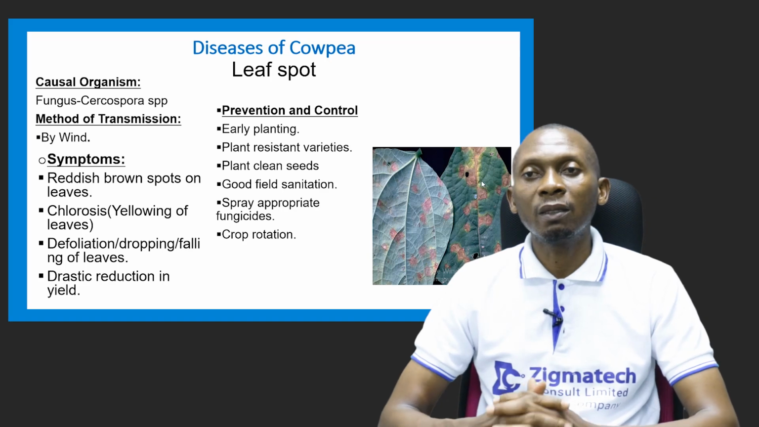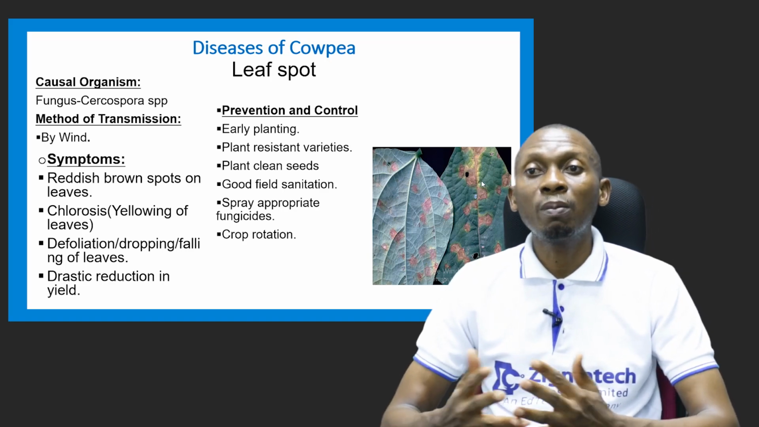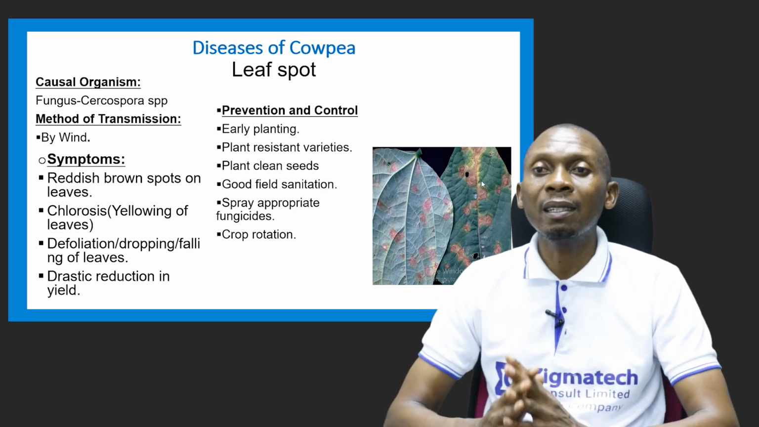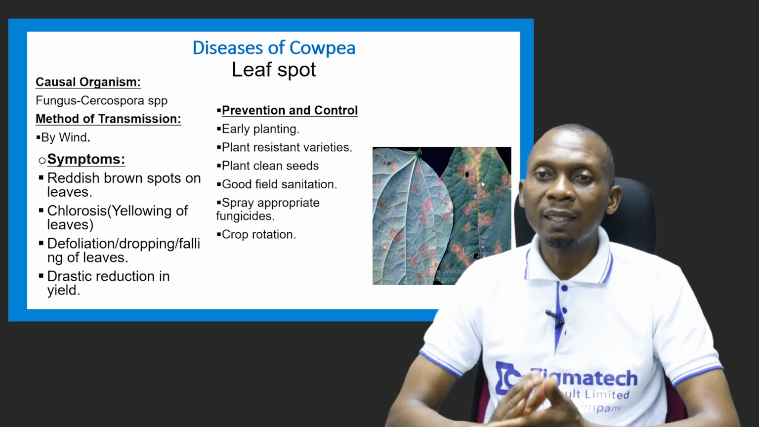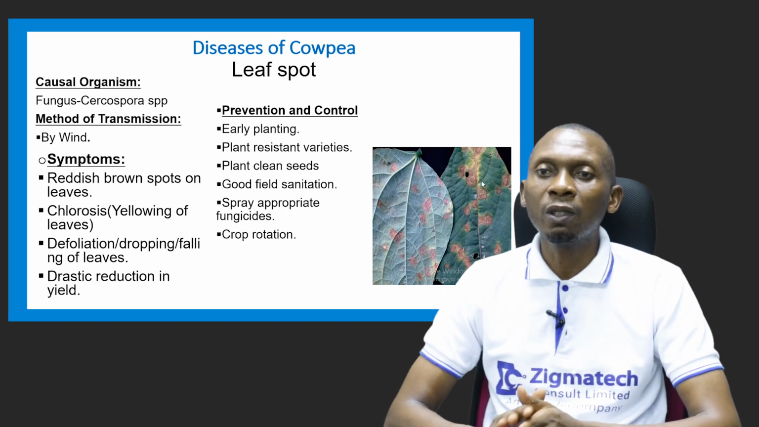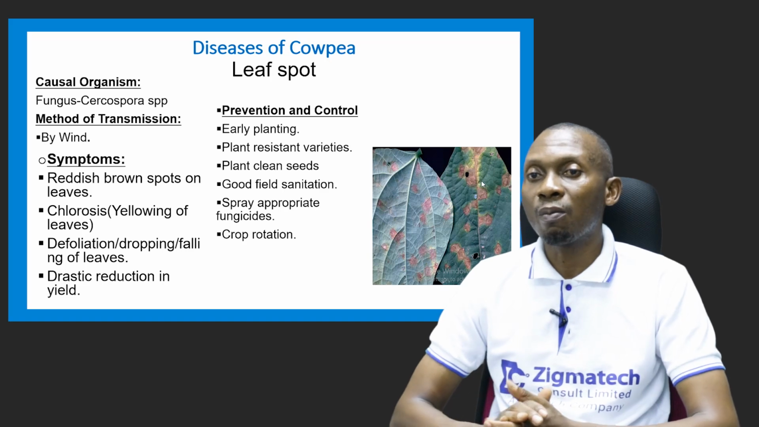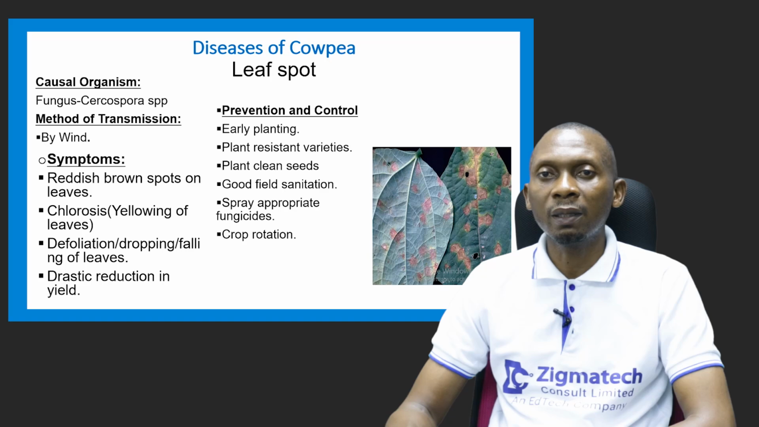Now, how is it prevented and controlled? By early planting. You should also plant resistant varieties. You can also ensure that you plant clean seeds, that are disease-free seeds. Then you should also practice good field sanitation. Ensure that weeds and debris are all cleared from your field. And spray appropriate fungicide. Also practice crop rotation. This can help to prevent and control Cercospora leaf spot disease.